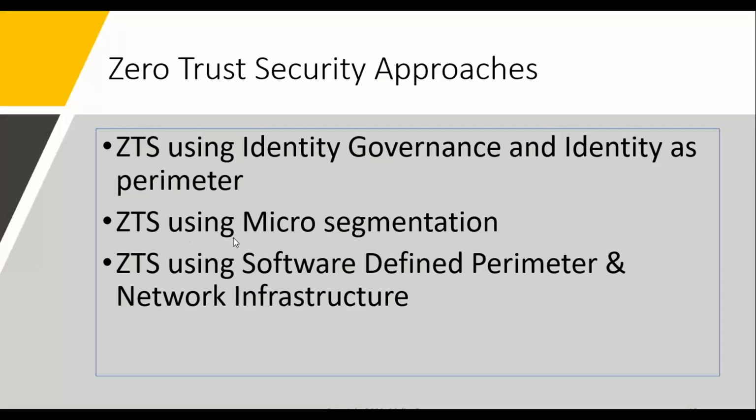And there is a model where you use microsegmentation. You can actually combine all three of these. It's not that you have to follow only one. So you can mix and match depending on your organization and how you are going to achieve this. So you can also achieve this through microsegmentation. And then you are using software defined perimeter and network infrastructure, like I was saying earlier, where you will combine both of these.